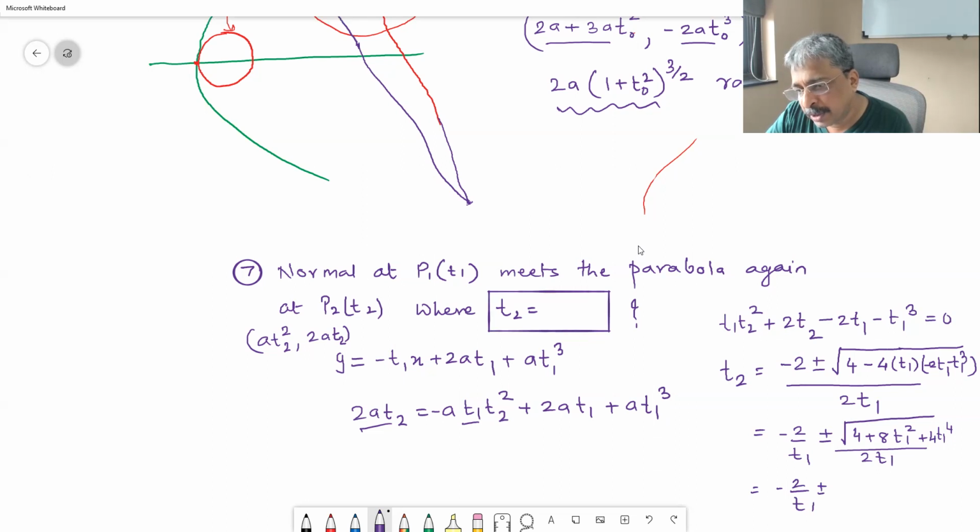Is this a perfect square? Yes. And therefore the square root of that, 4 comes out and 2 disappears. So this is T1 in the denominator and it is a perfect square of T1 plus 1. I don't know, am I messing it up or is it correct?